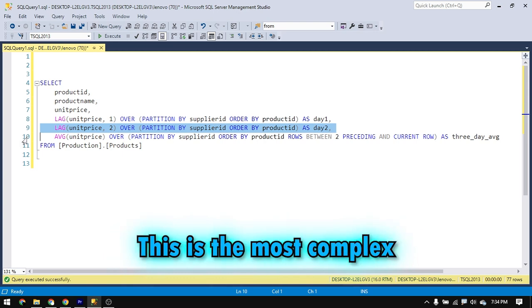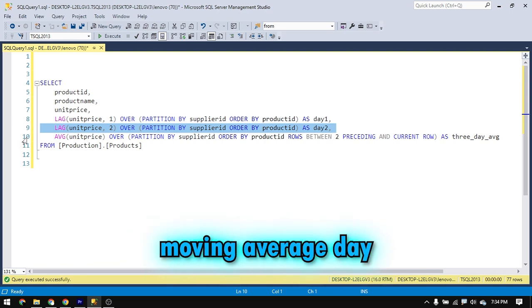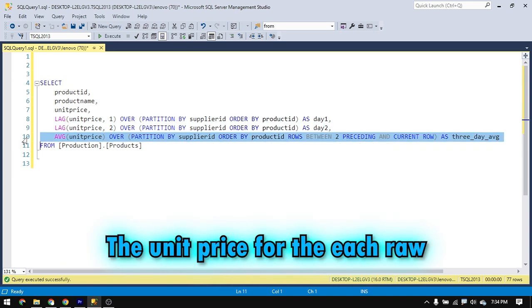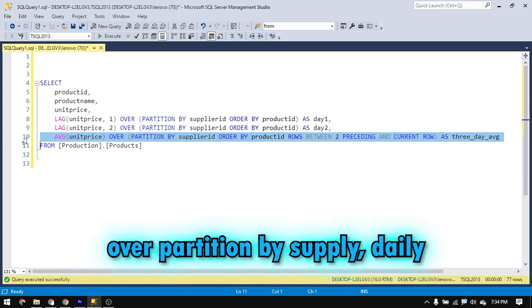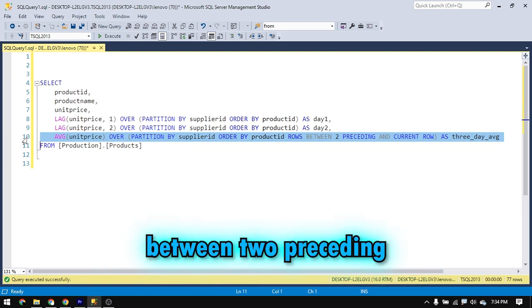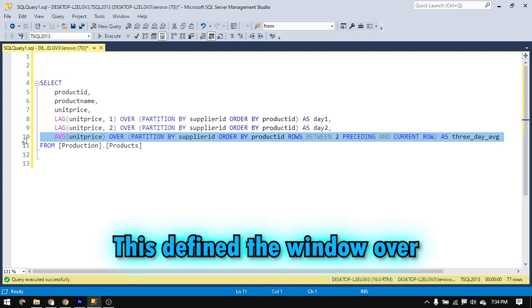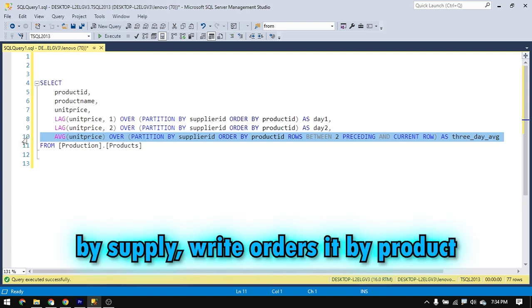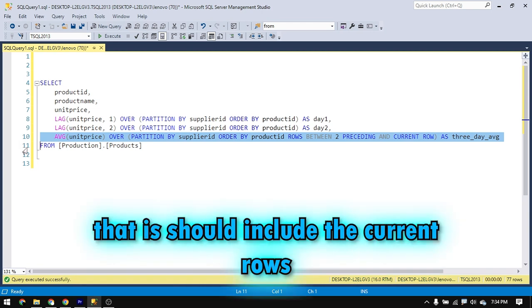This is the most complex part of the code. It calculates the 3-day moving average, 3DayAverage, of the unit price for each row. It calculates the average of the UnitPrice column over PARTITION BY SupplierID, ORDER BY ProductID, ROWS BETWEEN 2 PRECEDING AND CURRENT ROW. This defines the window over which the average is calculated. It partitions the data by SupplierID, orders it by ProductID, and specifies that it should include the current row and two preceding rows.